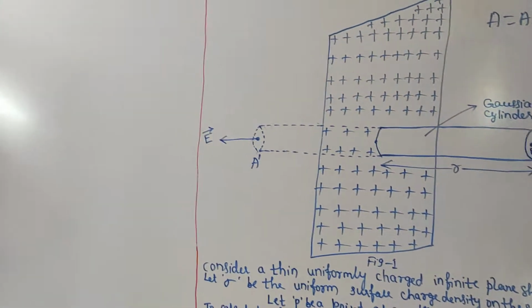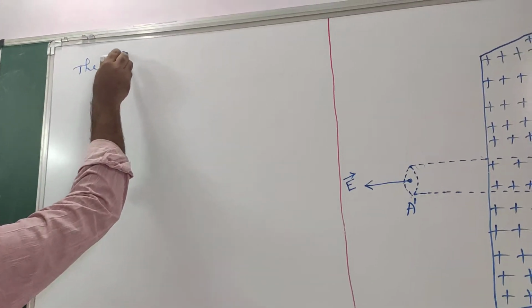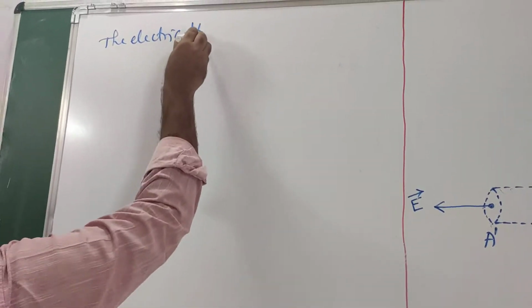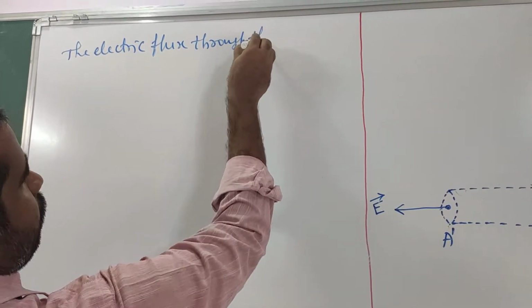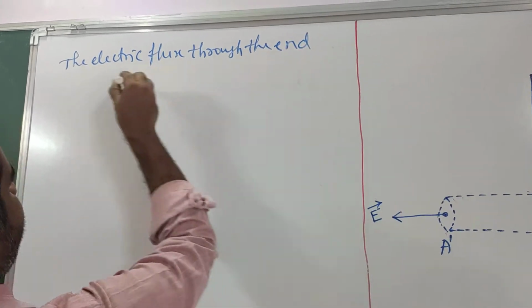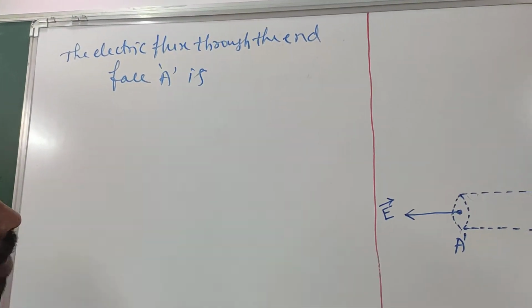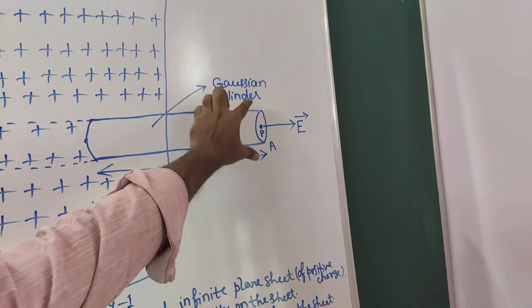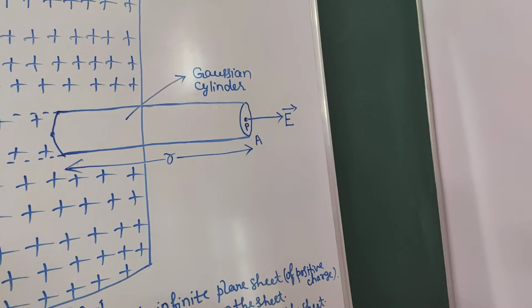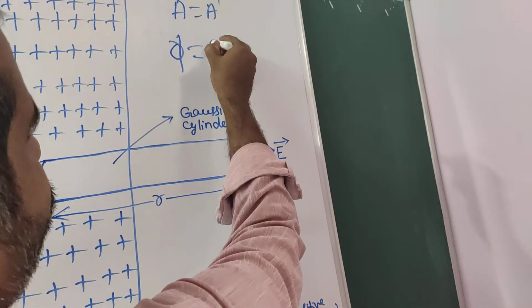The electric flux through end face A. Where is end face A? This is end face A. How much is the electric flux? How much is the normal? What is the formula for phi? Phi is equal to E.